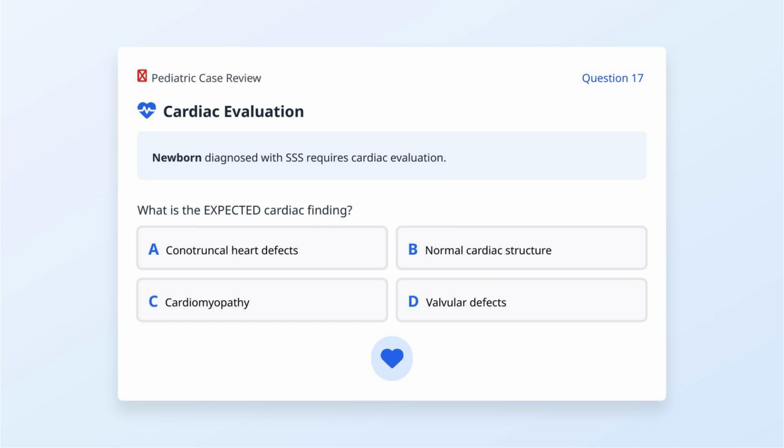Pediatric Case Review continues. A newborn diagnosed with Sanjad-Sakati syndrome requires cardiac evaluation. What is the expected cardiac finding? Option A, contratruncal heart defects.